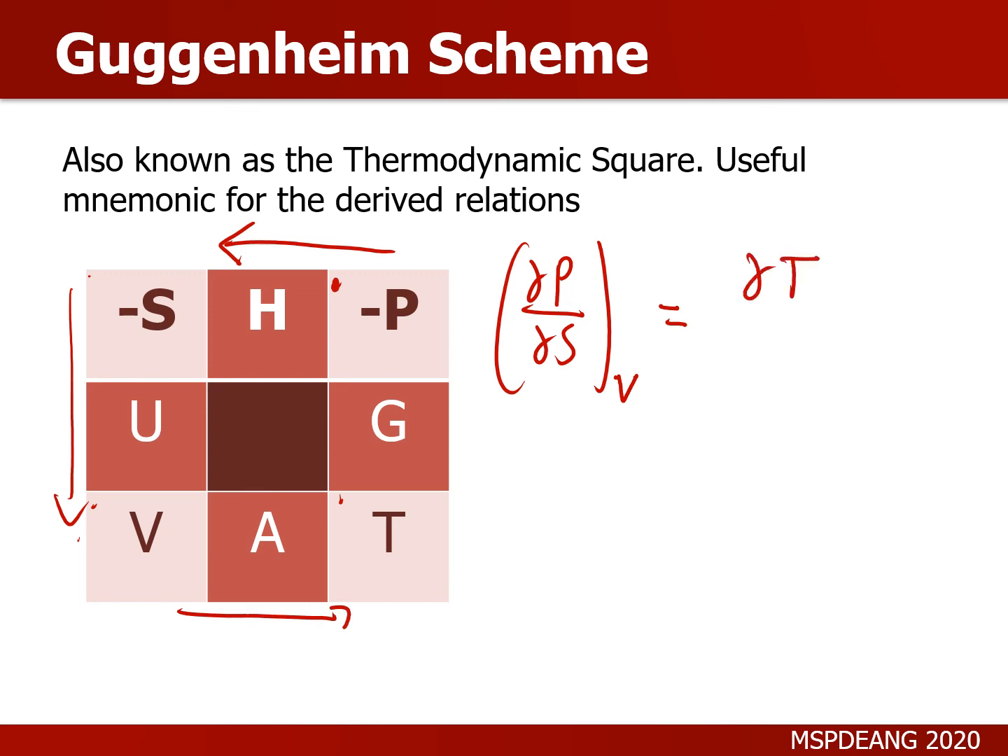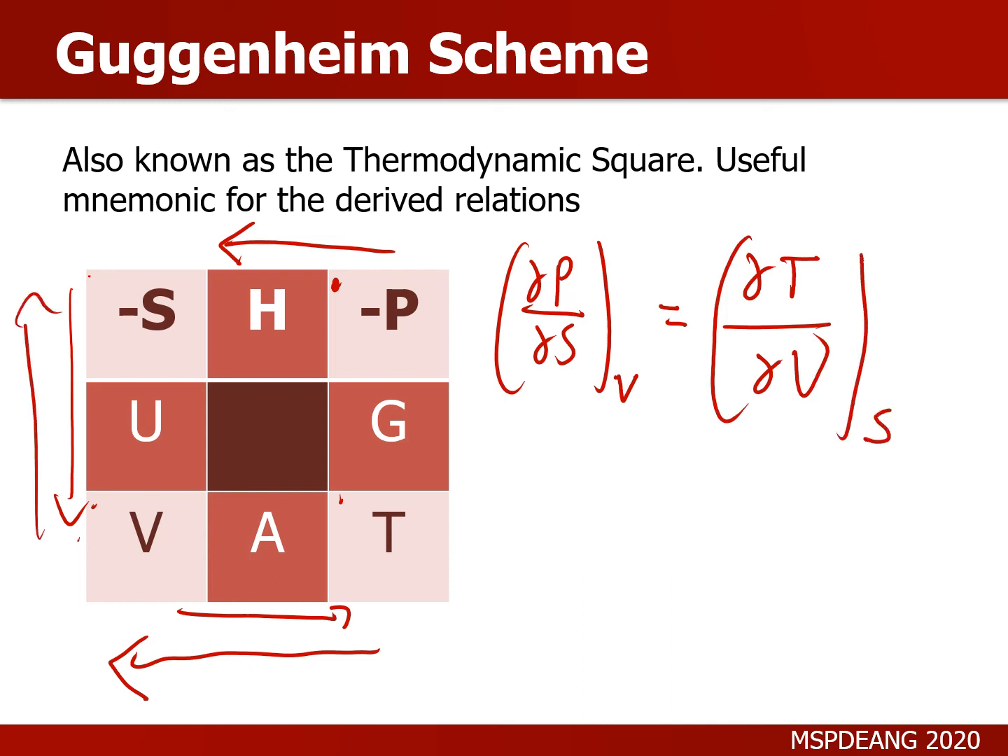Once you have this, you go back. So partial of V, holding S constant. Then you ended here, so the sign is negative. So this is one of Maxwell's relations.